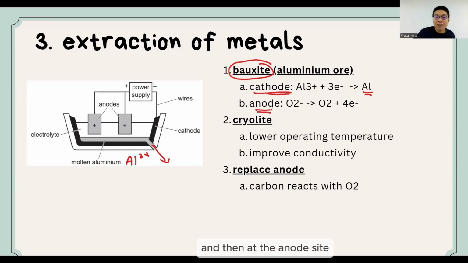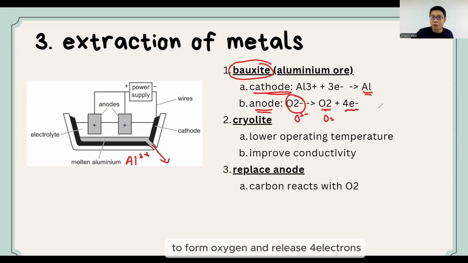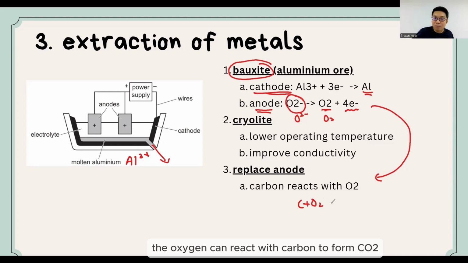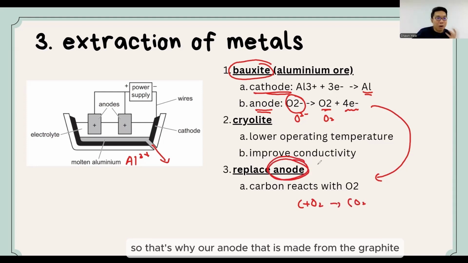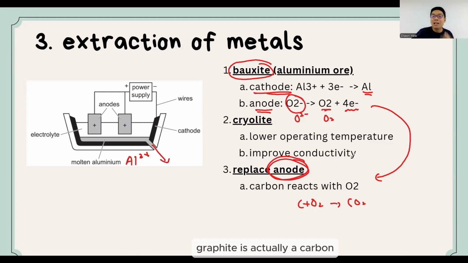And then at the anode side, oxide O2- will be discharged to form oxygen and release 4 electrons. The oxygen can react with carbon to form CO2. So that's why our anode, which is made from graphite, is actually carbon. They need to be continuously replaced because it will become thinner and thinner, as carbon reacts with oxygen.